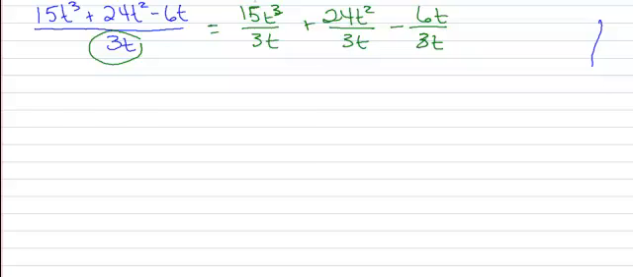So that's simplified to 5. 3 minus 1 is 2. That simplifies to 8. 2 minus 1 is 1. That simplifies to 2. T over t is 1, so that's gone. And that's all there is to it.